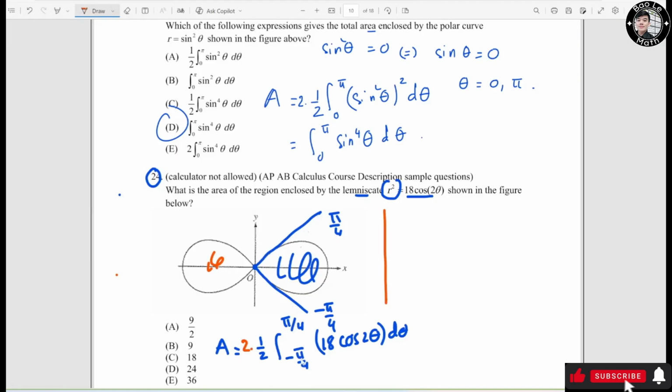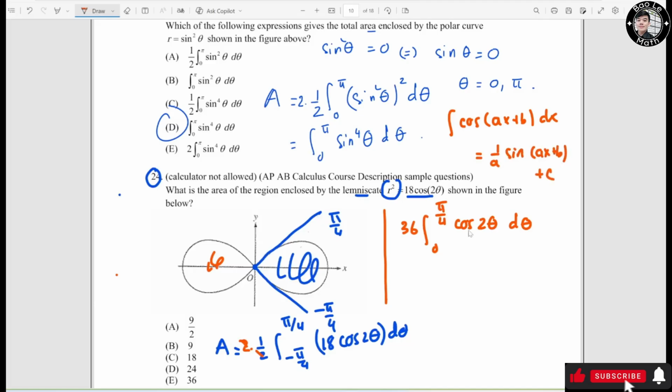And then I need to convert this one to 0 to pi over 4, right? So I put 2 in the front, right? So 2 and 2 cancel out. I have another 2, right? 2 times 18 is 36, right? So I have 36 times the integral from 0 to pi over 4 of cosine of 2 theta d theta, right? So remember, the antiderivative of cosine of ax plus b dx is going to be 1 over a sine of ax plus b plus c. So keep that in mind.